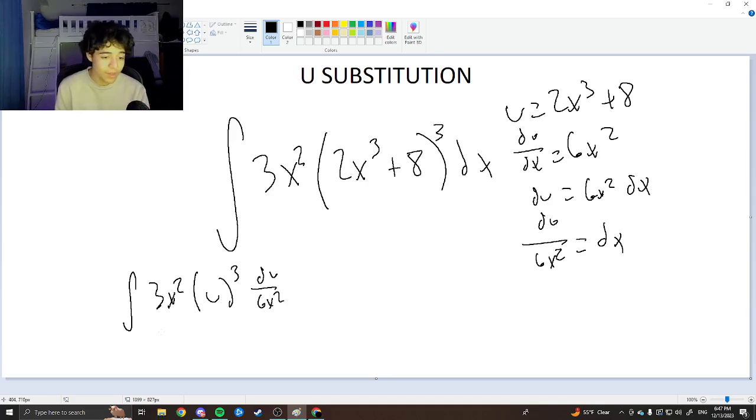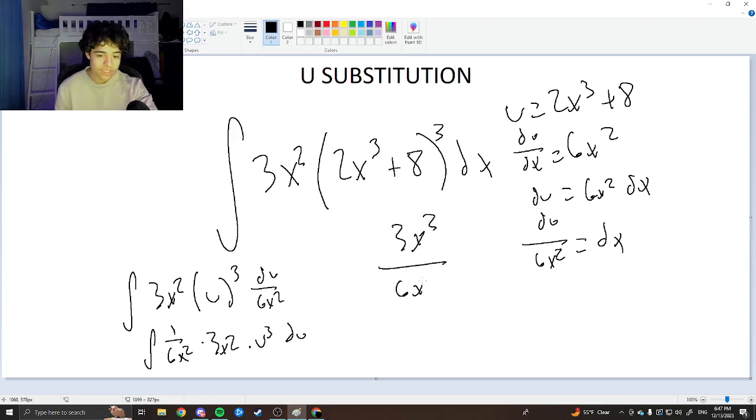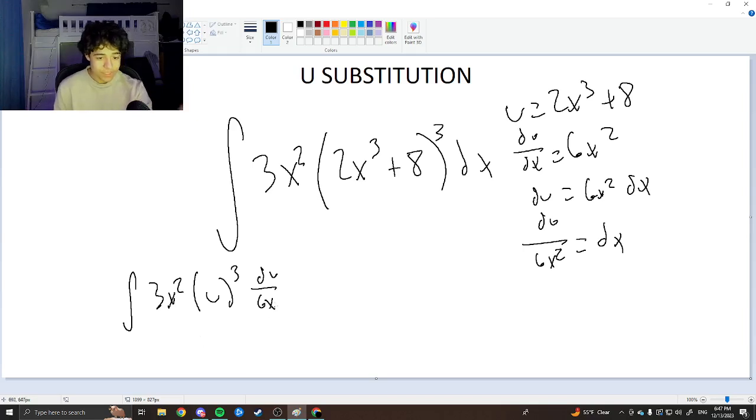If you wanted to rewrite this, you could rewrite it as 1 over 6x squared times 3x squared times u to the third du. If you just look at these first two terms, you can see that this fraction would cancel out this 3x squared. So you'd be left with 3x squared over 6x squared. And what is this? It's the same as 1 over 2, because these x squareds are canceling, and the 3 and the 6 is divided by 3. You're going to get 1 over 2. So this 6x squared and this 3x squared are going to cancel, and you're going to end up with 1 over 2 u to the third power du.